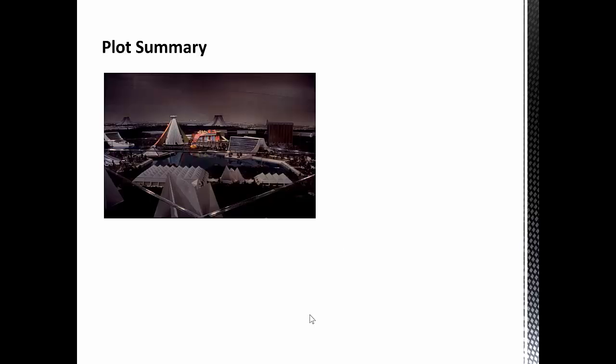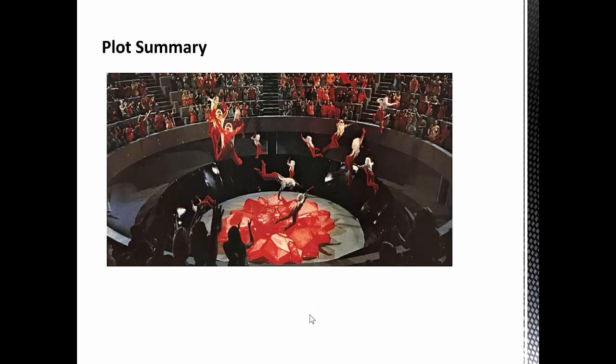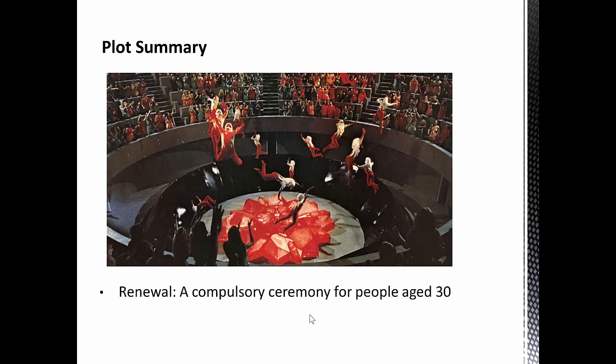The story was set in the 21st century. Due to war, overpopulation, and pollution, the remaining citizens lived in a sealed city controlled by a computer. They thought that they were living in a utopia and enjoying their lives. However, when the people reached the age of 30, they all needed to undergo a process of renewal. The citizens thought that they would be reborn, but the truth is that people at 30 were killed due to limited resources.